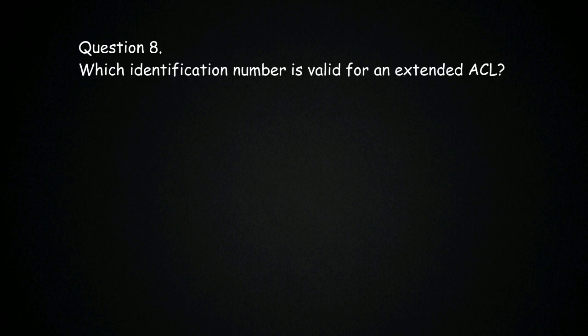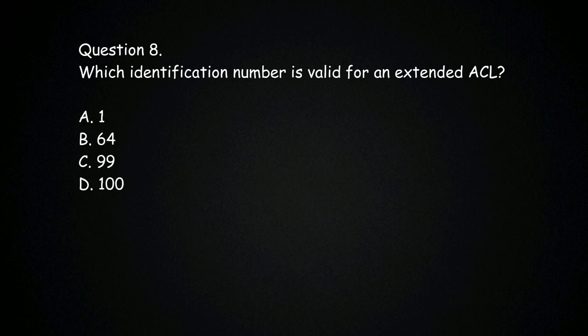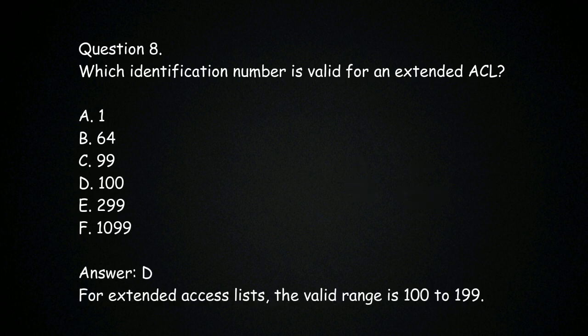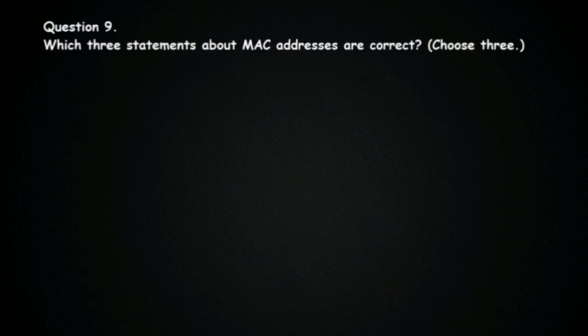Question 8. Which identification number is valid for an extended ACL? Options. Answer is D. For extended access lists, the valid range is 100 to 199. Question 9. Which three statements about MAC addresses are correct?